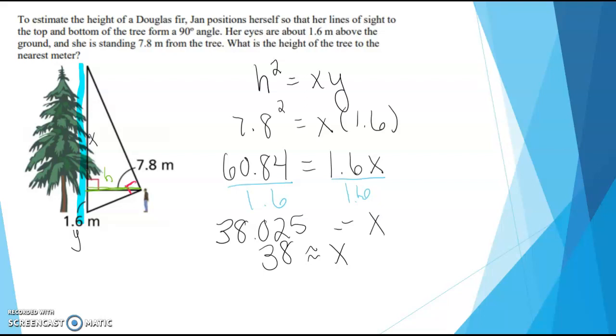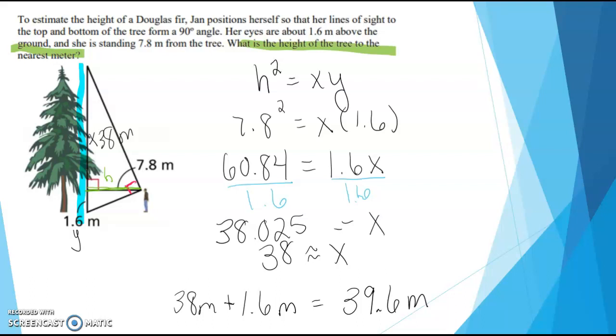So I know the height of the tree above her eyesight is 38 meters. I want to know what the height of the tree is. So I'm going to have to add my x and my y, the height above her eyesight and the height below her eyesight. So if I add 38 meters plus 1.6 meters, I will get about 39.6 meters. That tree is about 39.6 meters tall.